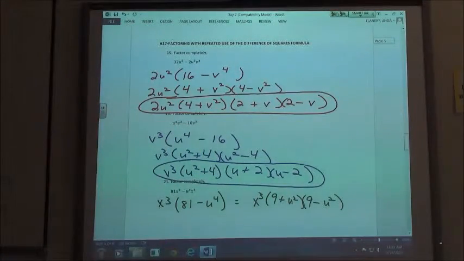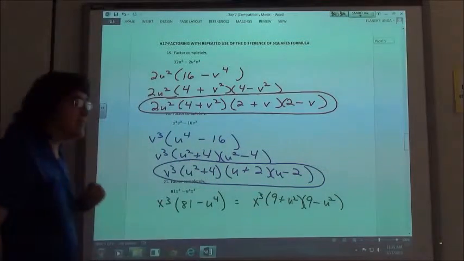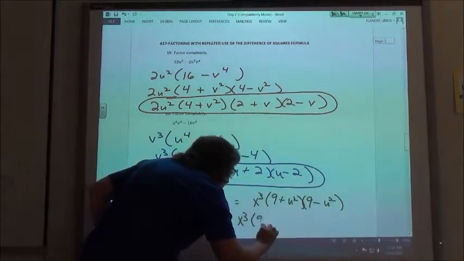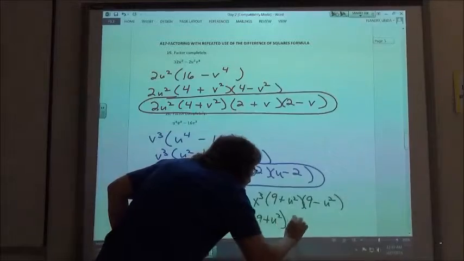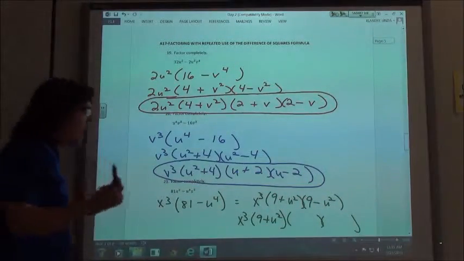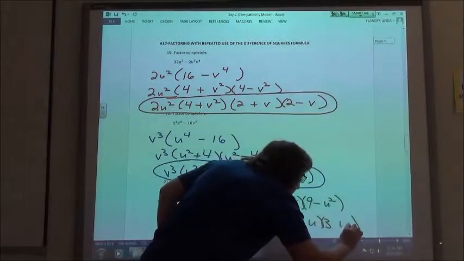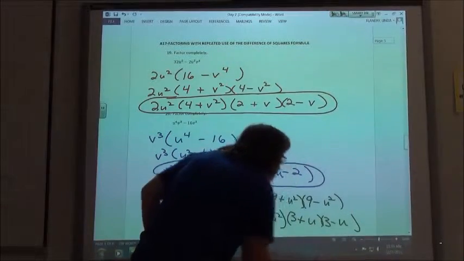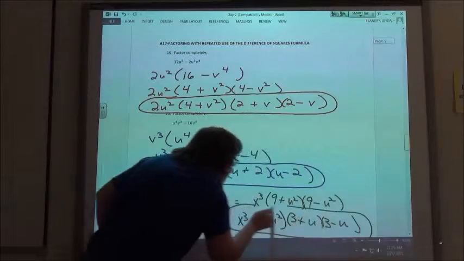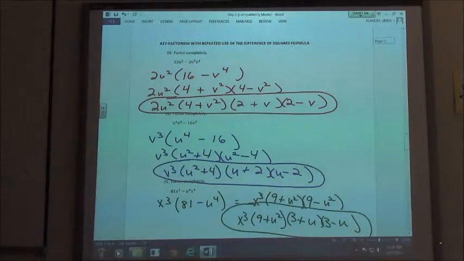So again, we know that we can factor a second time. We can only factor the one with the minus sign, the difference of squares. So I'm going to have the x to the third, I'm going to have the 9 plus u squared, and then I'm going to factor the 9 minus u squared. So 9 would be 3 times 3. U squared is a u and a u. We know one has to have a plus and one has to have a minus. So we have x to the third, 9 plus u squared, 3 plus u, and 3 minus u.